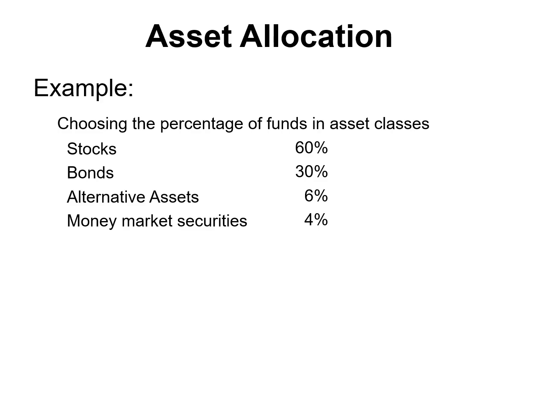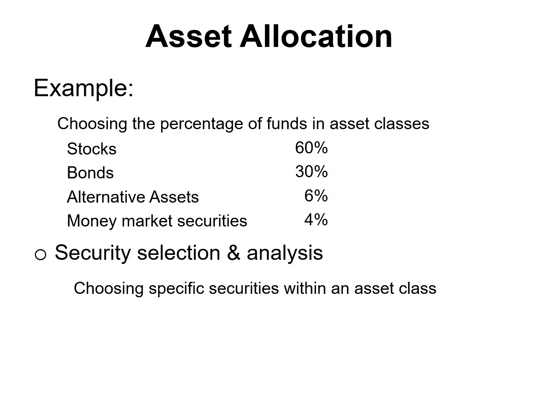When we discuss stocks, which make up 60% of this sample portfolio, we're focusing on equity investments that offer growth potential but come with higher risk. The 30% allocated to bonds represents investment in debt instruments that generally offer lower risk and fixed income returns. Alternative assets making up 6% could include investments such as real estate, commodities, or hedge funds, which may provide diversification benefits and non-correlated returns. Finally, the 4% in money market securities suggests a portion reserved for liquidity and safety, often seen as the least risky assets.